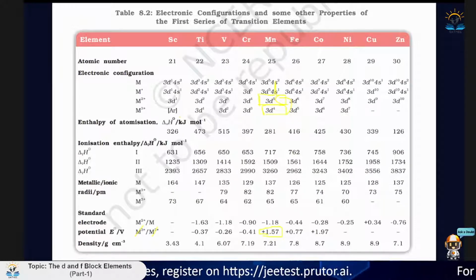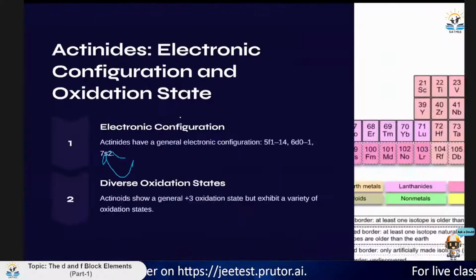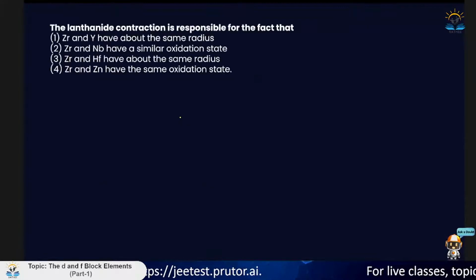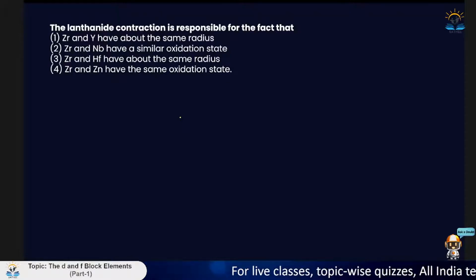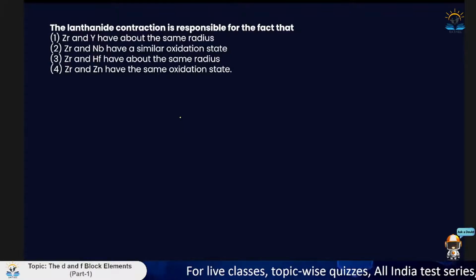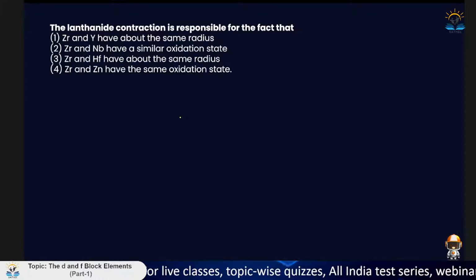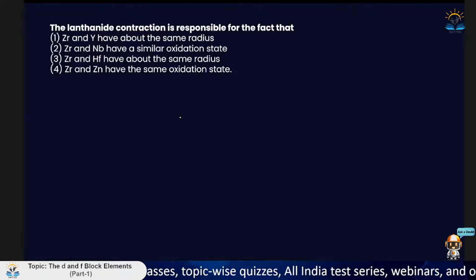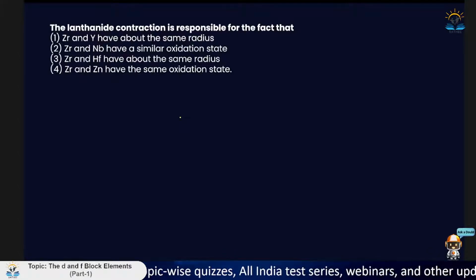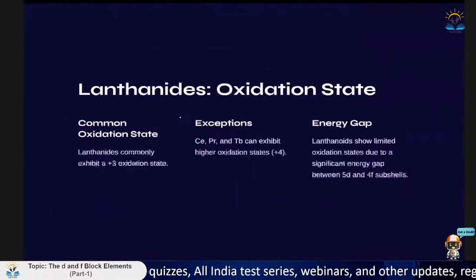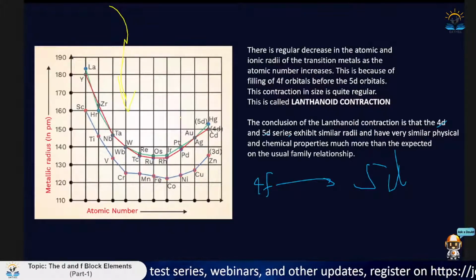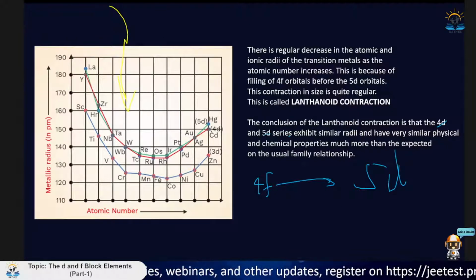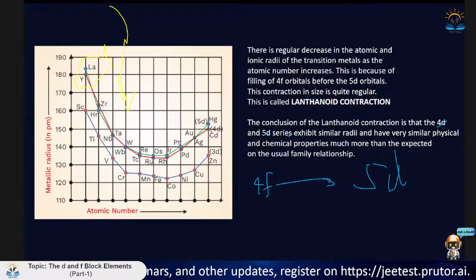Okay, let's come to the next question. I mean, let's go back to the slide first. The lanthanide contraction is responsible for what? Okay, now we have two things. We have Zr and Yb, Zr and Hf, Zr and Nb, and Zr and Zn. Basically, we know that our 4d and 5d elements have a very similar kind of behavior. And here are the pairs, which we have actually paired over here. La and Y are a pair.